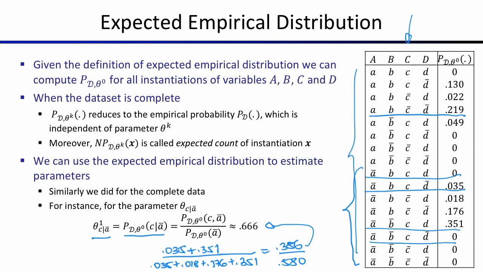And once we have completed the cases, we compute the expected empirical distribution, and from the expected empirical distribution, we compute the parameters for the next iteration. And we keep on doing this until we have convergence. So until the values of the parameters don't change much, less than a certain threshold, and then we stop.